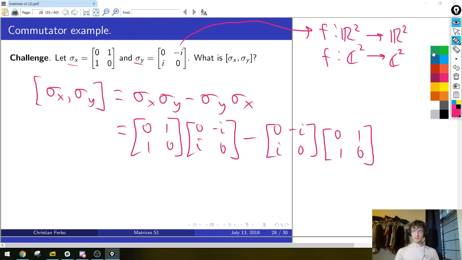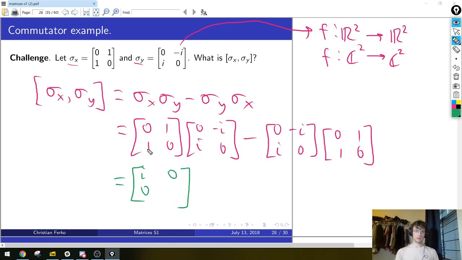Okay, so whoever is brave enough to volunteer, what is the matrix product for the first two? I believe the top left is 1 times i, or just i, right? Yeah, so i, and then what's top right? 0. Bottom left, 0. Bottom right, negative i, minus i. Good.